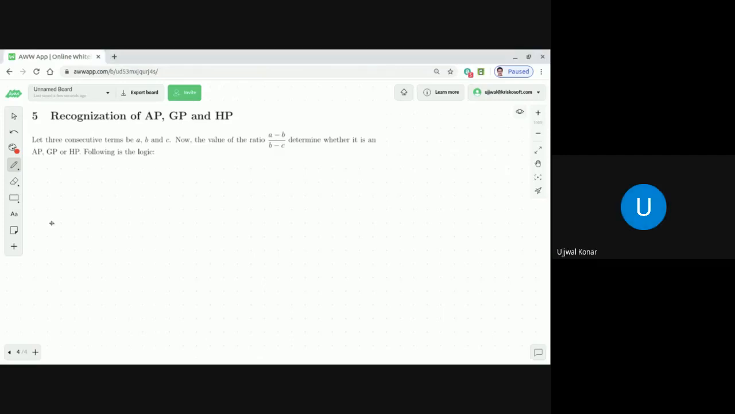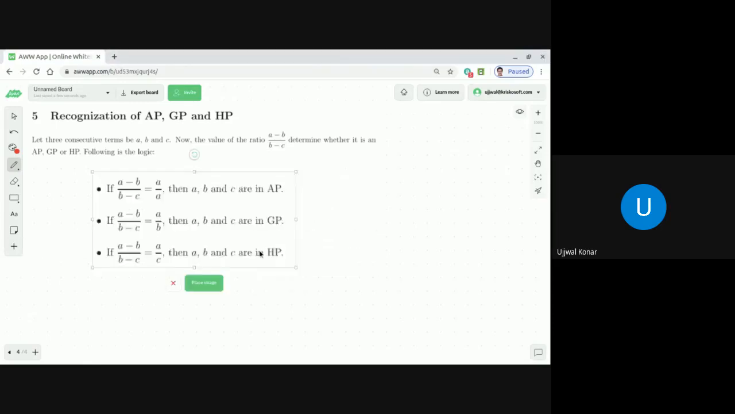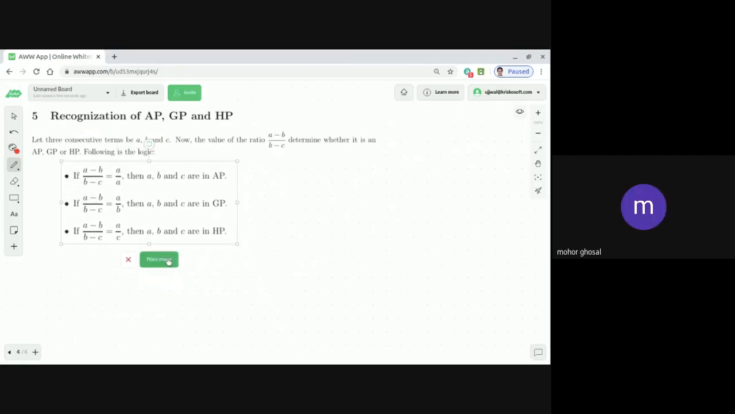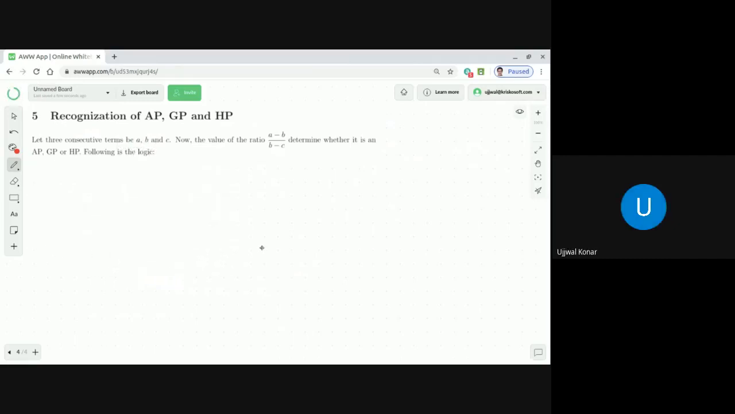So the logic here is that if that ratio (A minus B) by (B minus C) is equal to A by A, then A, B, C are in AP. If that ratio is equal to A by B, then A, B, C are in GP. Or if that ratio is equal to A by C, then A, B, C are in HP. Got it? This is a simple logic.